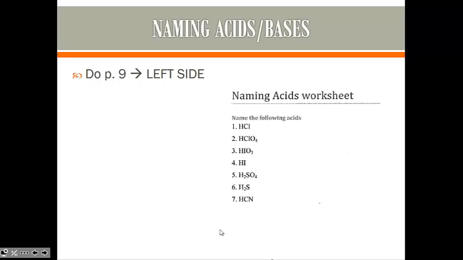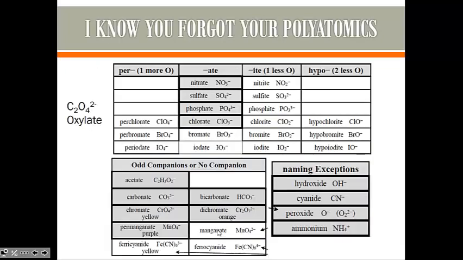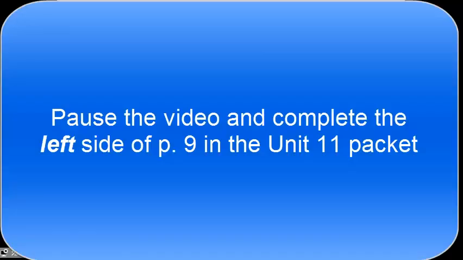I know that you might not remember your polyatomic anions, so before you pause the video, here are the polyatomic anions that you are expected to memorize. Remember, for my class, anything that is grayed out in these boxes is fair game that you were supposed to have memorized back in Unit 4. Please pause the video and do the left side of page 9 at this time.